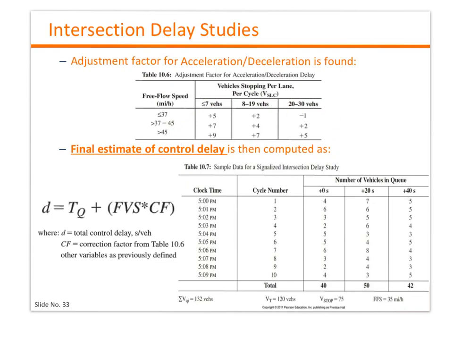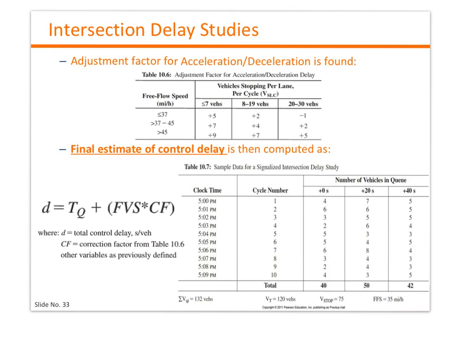The final estimate of the control delay is then computed as follows: D, the total control delay in seconds per vehicle, is equal to TQ that we measured previously, plus FVS, which we computed earlier, times CF, which is the correction factor from this table right here, 10.6.